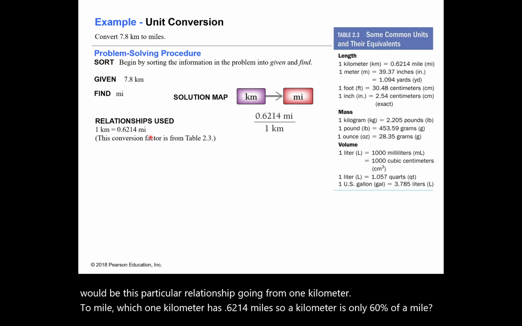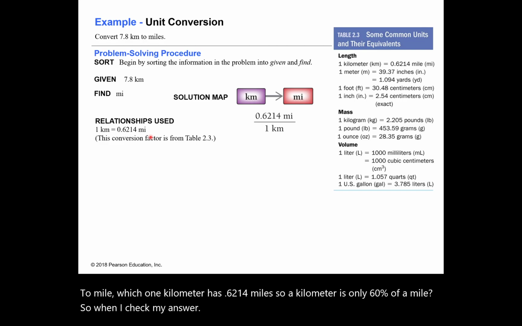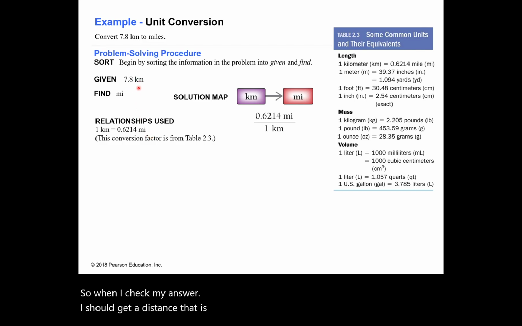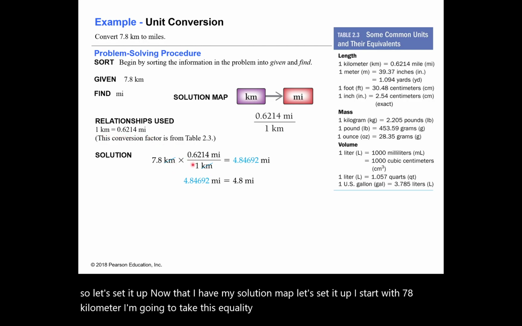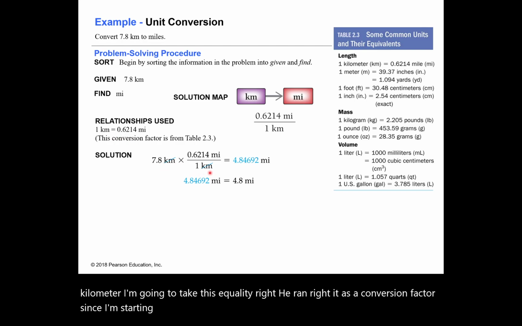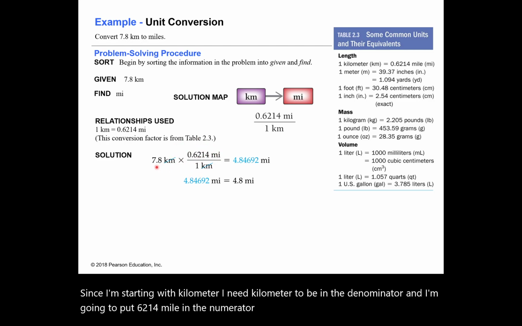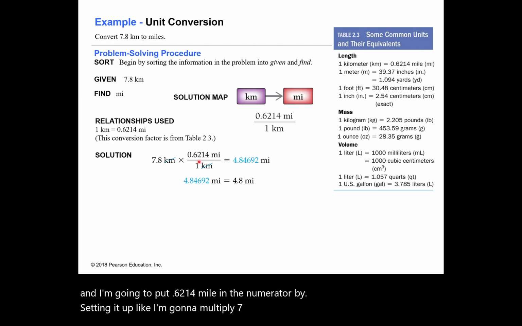So when I check my answer, I should get a distance that is less than 7.8 kilometers. That's how I check my answer. Now that I have my solution map, let's set it up. I start with 7.8 kilometers. I'm going to take this equality right here and write it as a conversion factor. Since I'm starting with kilometer, I need kilometer to be in the denominator, and I'm going to put 0.6214 mile in the numerator. By setting it up like this, I multiply 7.8 by 0.6214 mile. Kilometer cancels with kilometer, and I'm left with mile as a unit.